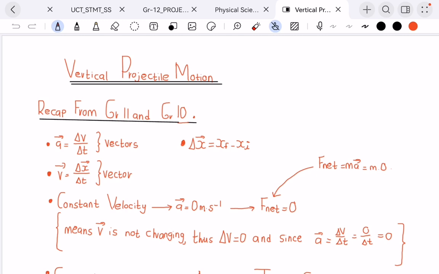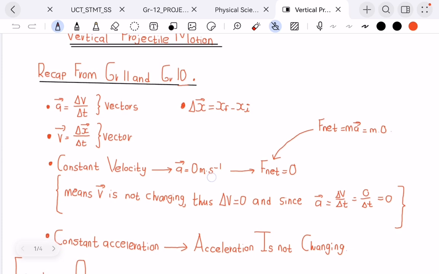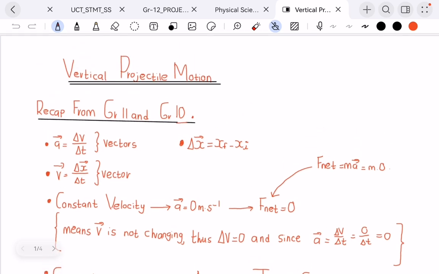So in this lesson we're going to be introducing a very important concept in physical sciences, which is vertical projectile motion, also known as VPM. Okay, so we're going to start with a recap from grade 11 and grade 10, right? So we know that in grade 10 we learned about acceleration, velocity, and displacement, right?